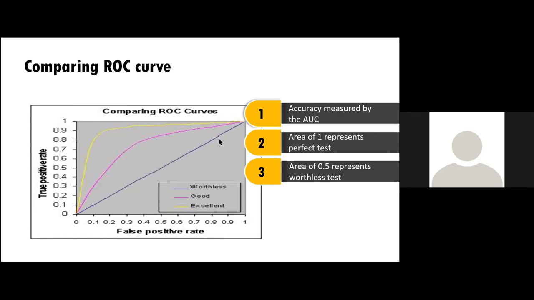So any line which is below this or near to this is worthless. And if the perfect line goes like this, this and this, then the area will be 1.